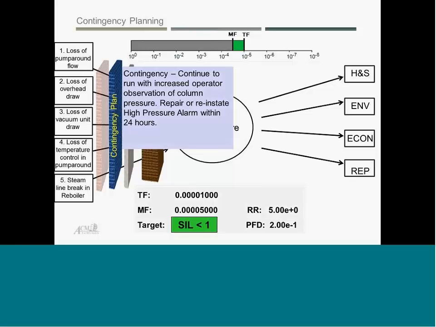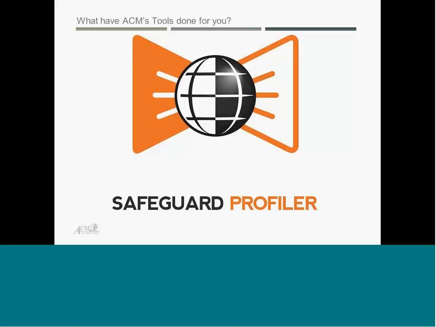What you get is a document at the end that lists every single safeguard in your facility, along with the risk without it, what we can do to bring the risk to an acceptable level, and how long we can run at that rate. So your operations knows what they need to do to keep the plant running in a safe state at all times. This is a feature unique to SafeGuard Profiler. At that point, you've completed your LOPA and contingency plan analysis.